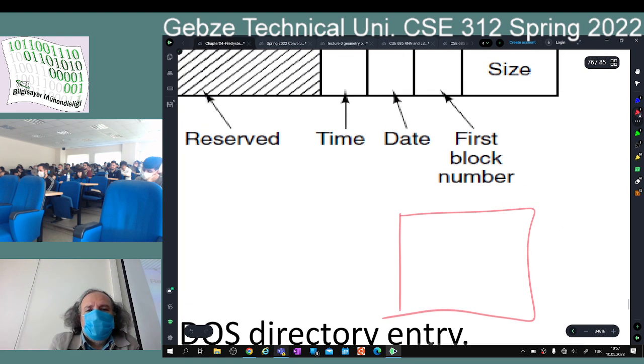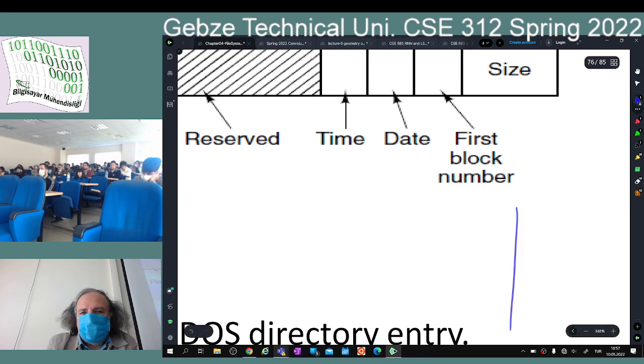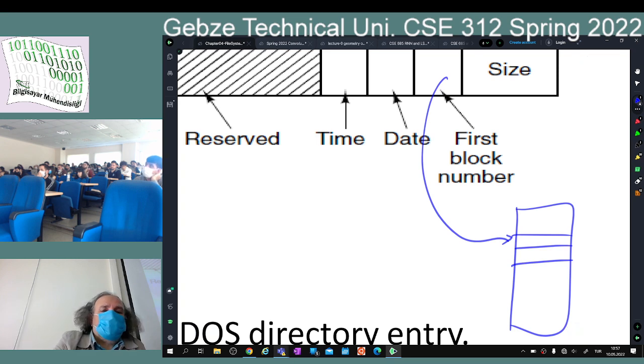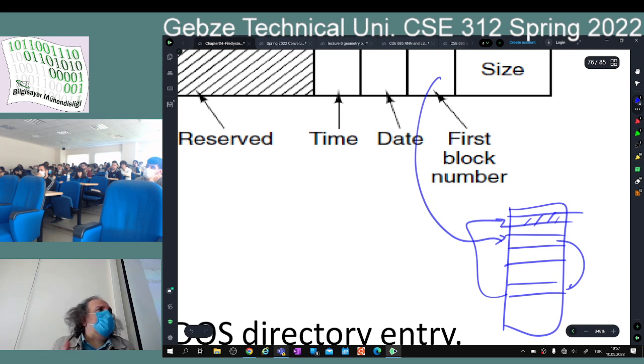It says that your first block is... Okay, this is a table, right? So you get your first block. Your first block is here, and then you get the first block number. It is this one, and from that you get the second block number, and then you get the third block number, and the third block number says that I am done. There is no next block. So it's the linked list.